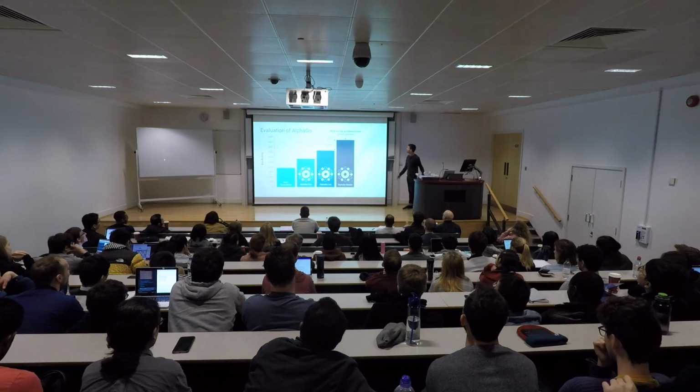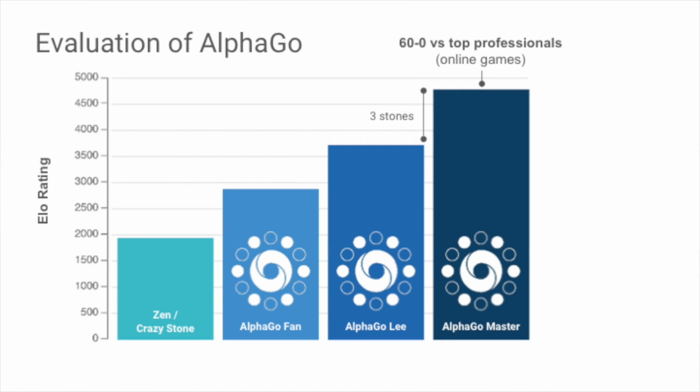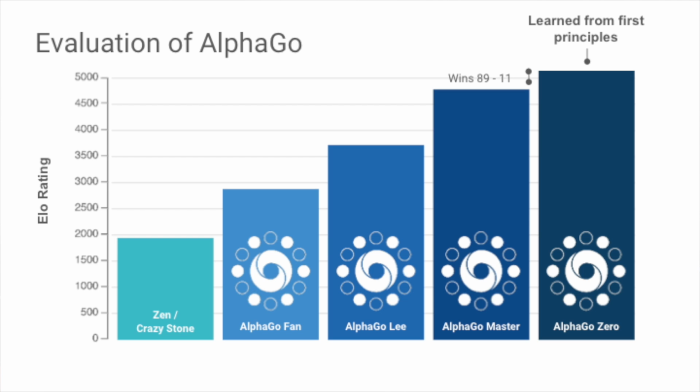And then the version which we played online and which beat the top human players 60-0 was called AlphaGo Master, and that beat AlphaGo Lee by 3 stones, 3 free moves against that version. And then most recently, this is the version AlphaGo Zero, which I've just been talking about, which was completely learned from first principles. It was able to beat that version about 90% of the time.